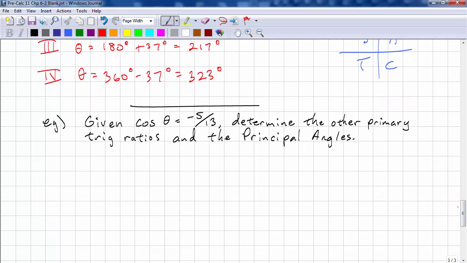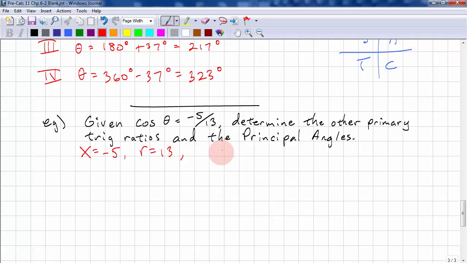Here's another problem. Given cos theta equals negative 5 over 13, determine the other primary trig ratios and the principal angles. So we know that x equals negative 5. We know that r equals 13. And the reason for this is r has to be positive, so x must be the negative.